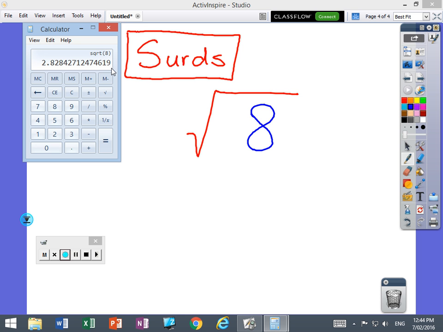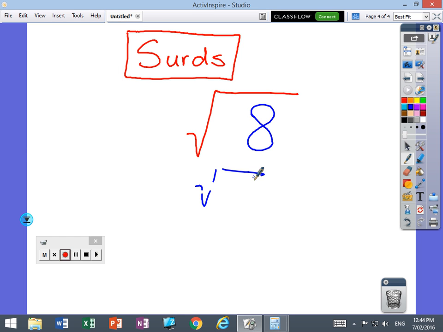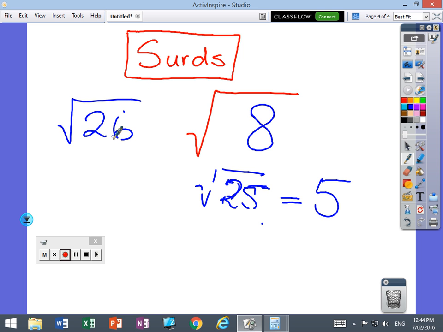So have a practice on your calculator, put in some numbers. If you look at this, square root of 25, what does that simplify to? That can simplify to 5 because 5 times 5 equals 25. That would mean that this is a rational number. But if I put in 26, put that into a calculator, and you'll see that you'll end up with an irrational number.